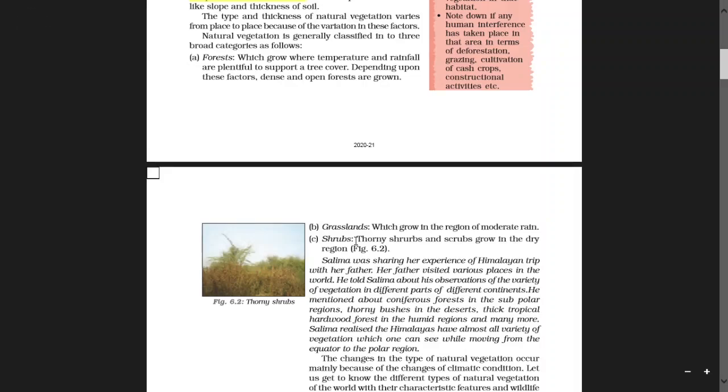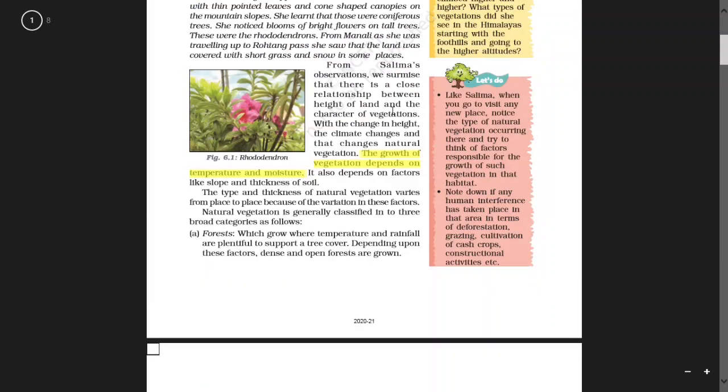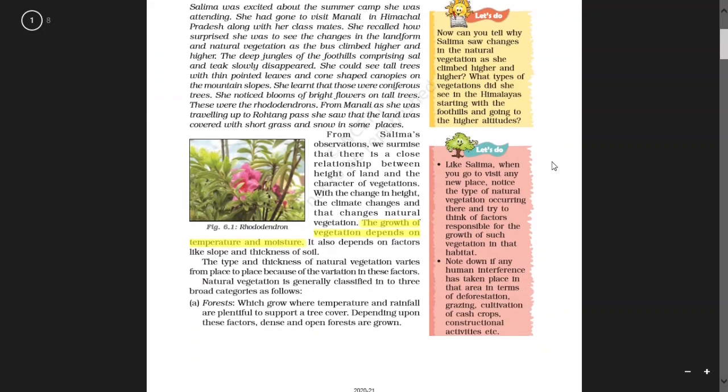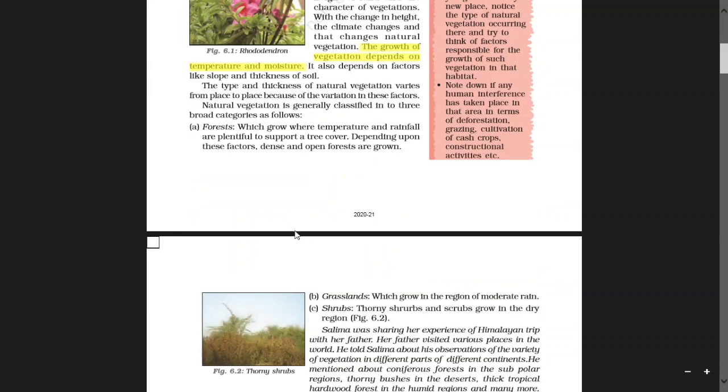Now let us see them one by one. Forests, what are those? Apart from these, towards the right margin of your page, a 'Let's do' activity has been given there. Get through it and practice it.